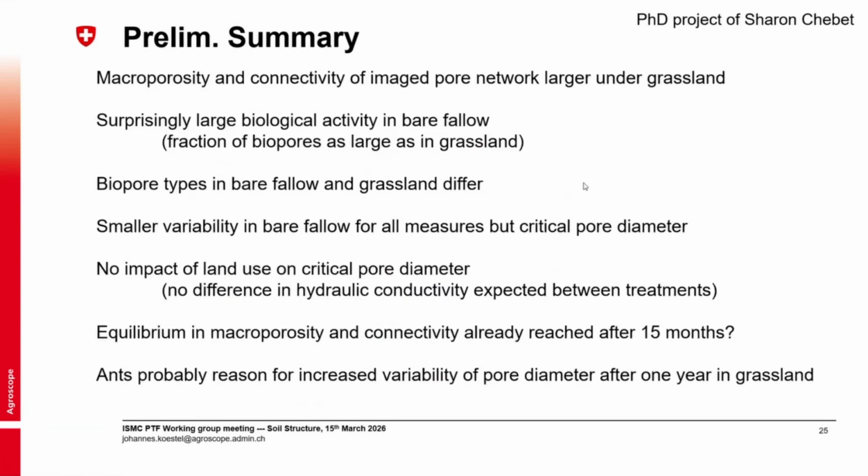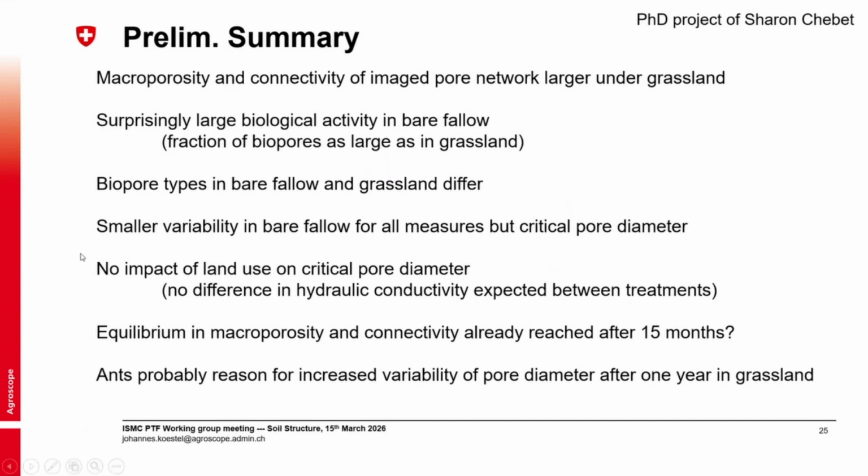And to give a preliminary summary: macroporosity and connectivity of the imaged pore networks are much larger in the grassland, but there's still surprisingly large biological activity in the bare fallow, and even the fraction of biopores is as large or even larger than in the grassland. However, if you look at the type of biopores, you see that the biopores in the bare fallows look different than in the grassland, indicating that the architects of these biopores were also different. And of course, you cannot have any biopores created by roots because they are killed off supposedly quick enough to create root channels.